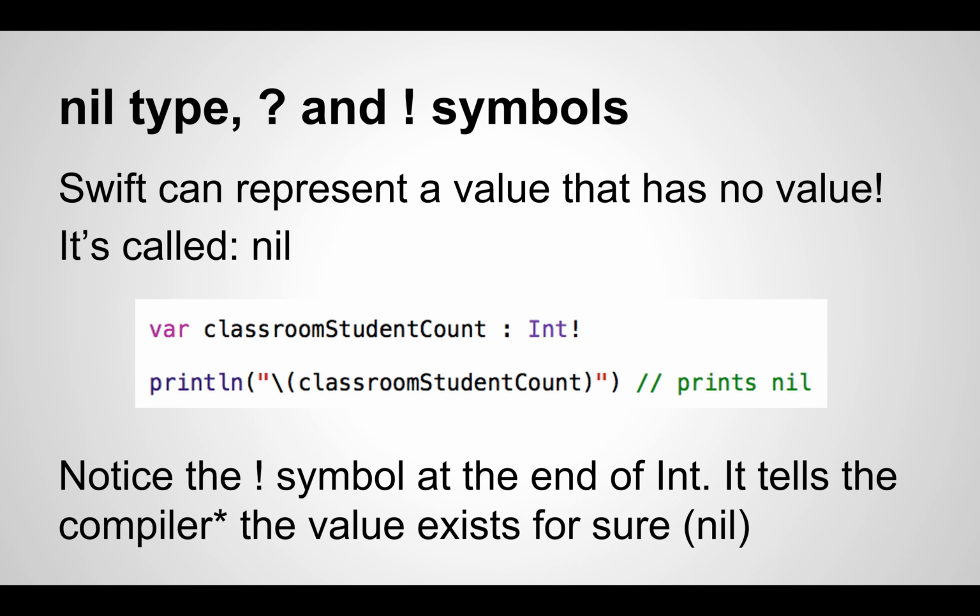If we print the value of this classroomStudentCount, it's going to be nil at first. Why? Because we did not set any value. We did not say it is equal to 10 or equal to 20. So automatically the value is going to be nil because we did not write any value there.